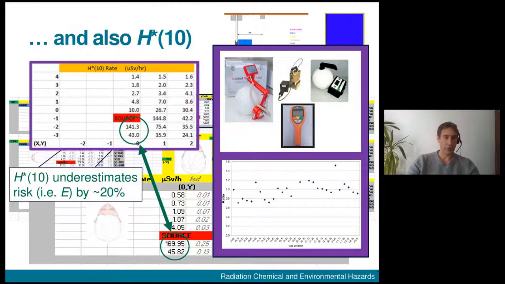As an interesting aside, we also know that this is a field where H*(10) underestimates the protection quantity. So this is another case where the operational dose quantity is not conservative of the actual risk to the individuals, which once again highlights the potential advantages of something like a PODIUM approach, that we can avoid perhaps the operational quantities.